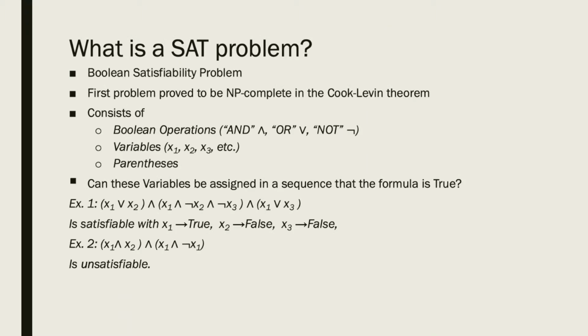SAT is like the king of NP, as it is able to completely represent every other problem in NP. It's more formally known as the Boolean satisfiability problem, and it was the first problem to be proved to be NP-complete by the Cook-Levin theorem. They consist of Boolean operations AND, OR, and NOT, variables like x1, x2, and x3, and parentheses. For the examples provided, an assignment of true or false is given to each of the variables. The first example is satisfiable with the given solution, however the second is not.